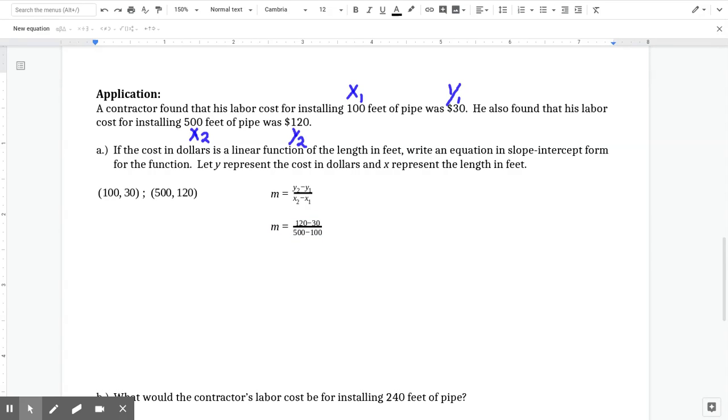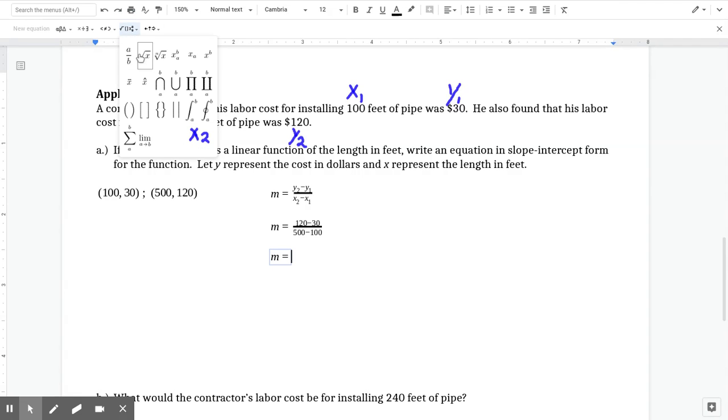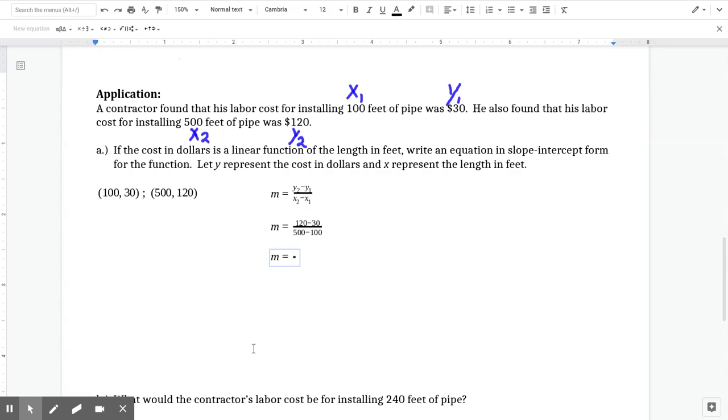And for us, that is going to give us a result of m equals 120 minus 30 is 90, and 500 minus 100 is 400, which seems like a complicated fraction with large numbers. That is something we can reduce.